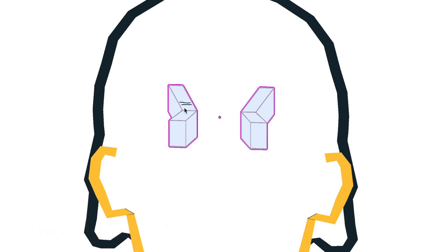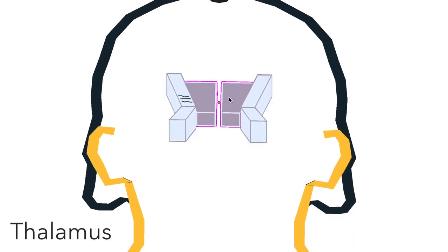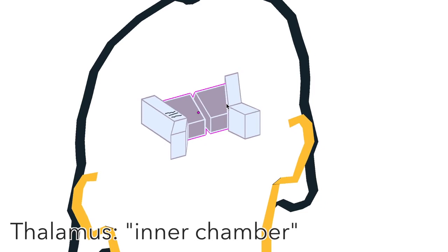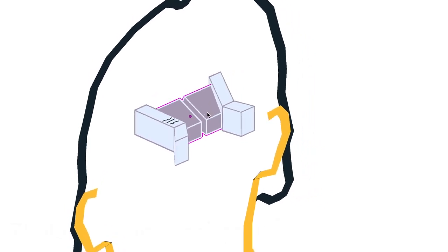Many of the axons running through here are on their way to the thalamus, an important chunk of grey matter in the middle of the brain. Thalamus means inner chamber or bedroom in ancient Greek, the inner chamber of your mind.